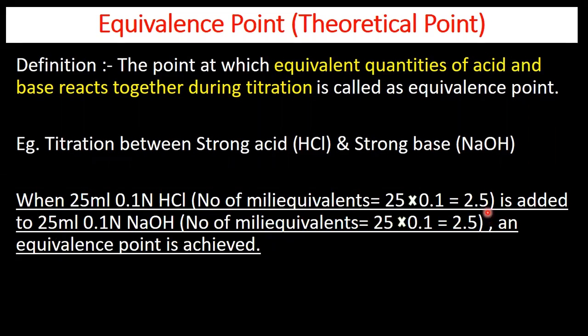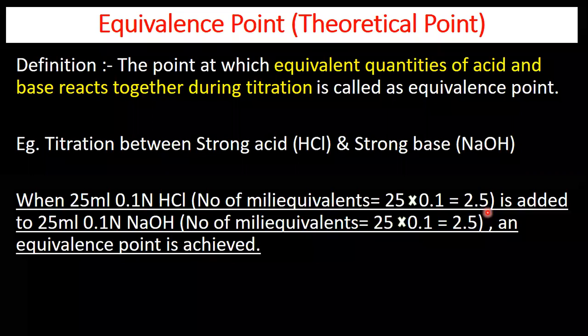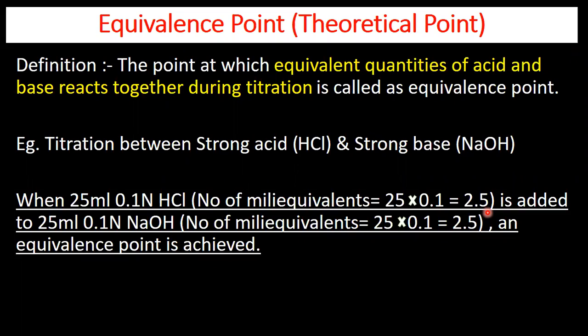So here we consider the total number of milli equivalents. How to calculate milli equivalents? What is the formula of normality? Normality is equal to number of milli equivalents divided by volume. Just rearranging this formula, we get number of milli equivalents equal to 25 into 0.1, equal to 2.5, or millimoles. We can consider millimoles or milli equivalents, both are the same concept. So when these 2.5 milli equivalents of acid are added to 2.5 milli equivalents of base, the equivalence point is reached.